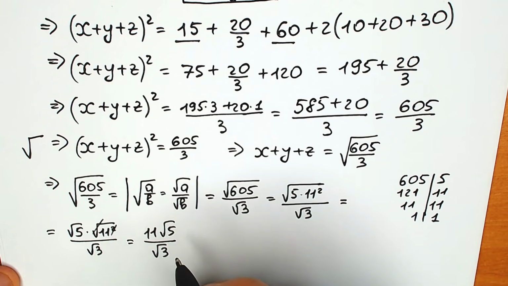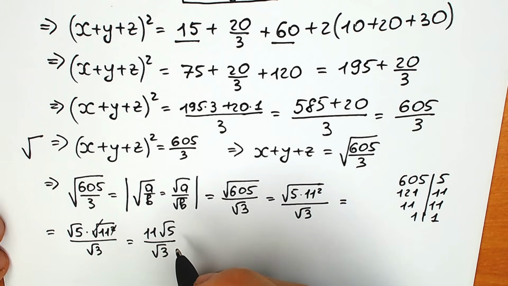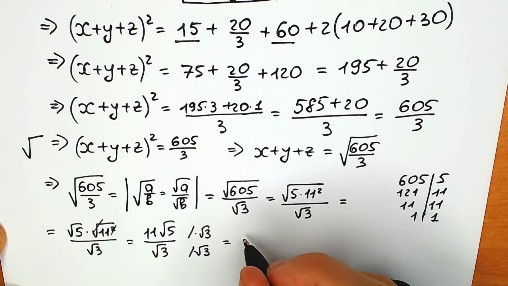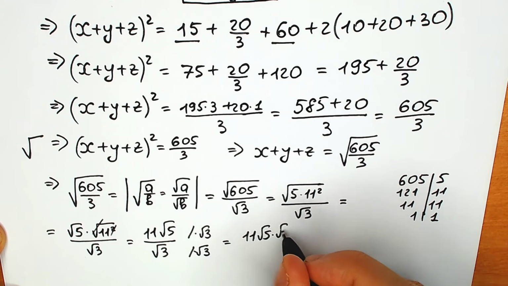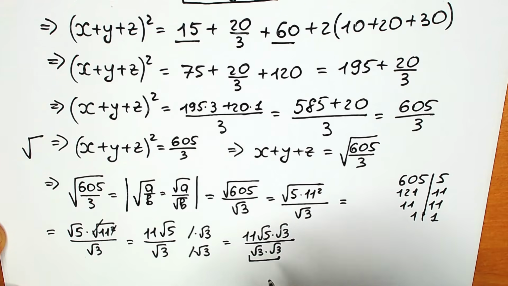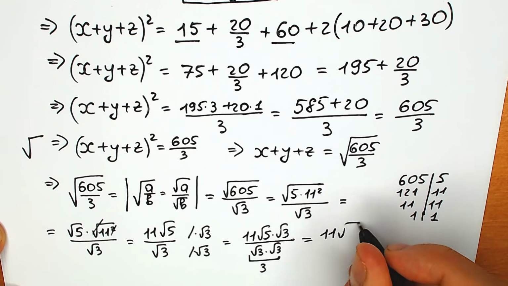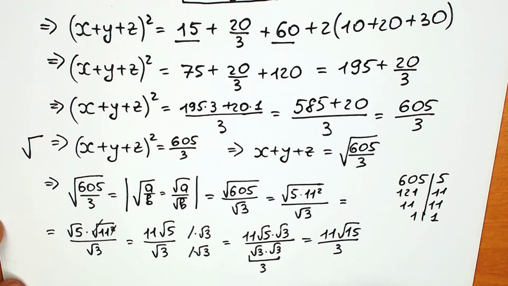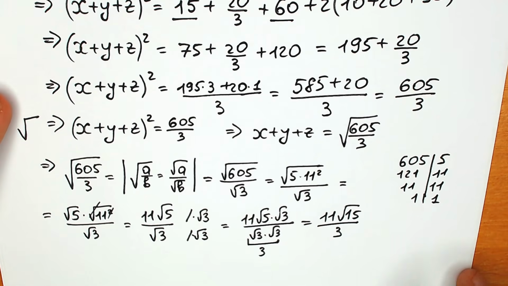For a better answer, we can multiply both sides by square root of 3: times square root of 3 on our numerator and times square root of 3 in our denominator. As a result, we have 11 square root of 5 times square root of 3, and right here we have square root of 3 times square root of 3. This denominator is equal to 3, and the numerator we can consider as square root of 5 times 3, so square root of 15. So we have our answer: 11 square root of 15 over 3. This is our answer to this question.